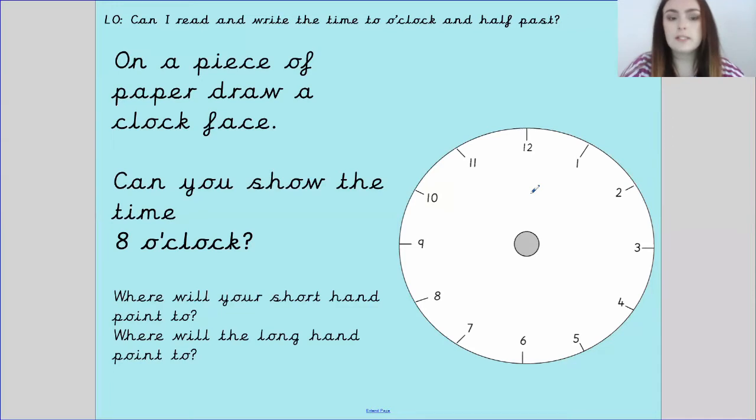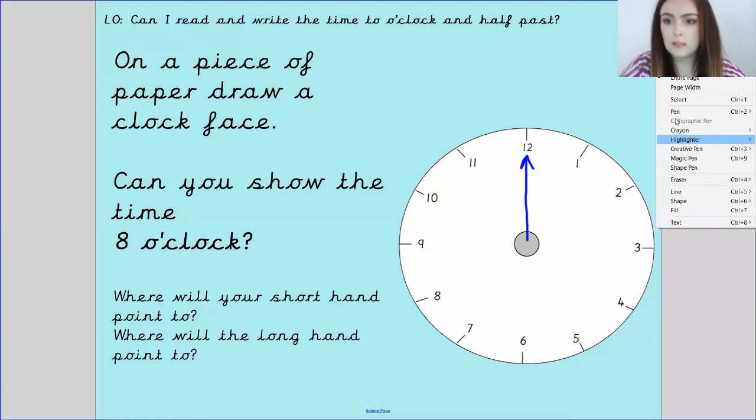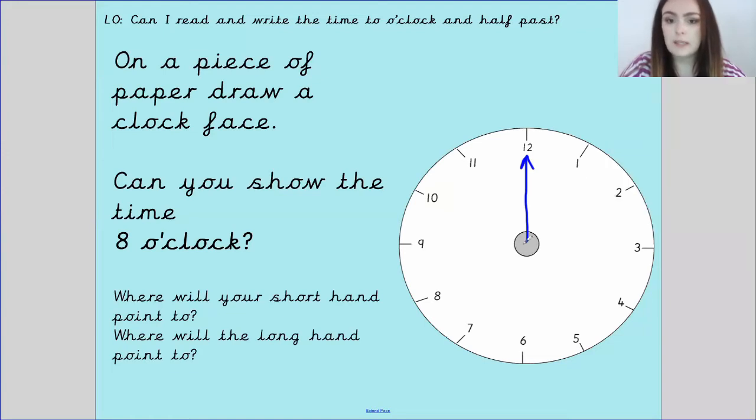Okay, so because it is 8 o'clock, we need to make sure that our long hand is pointing to the 12, as that tells us it's o'clock, which means our short hand needs to be pointing to the 8 to tell us that that is the hour. It is 8 o'clock. Well done if you got that right.